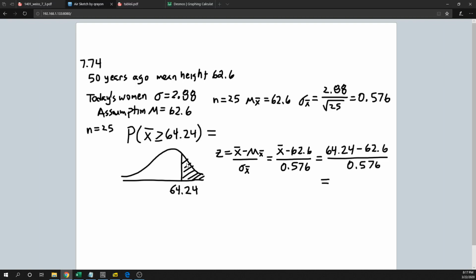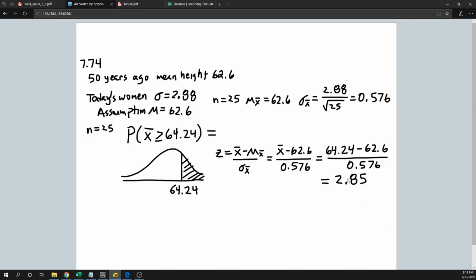0.576. So I'm going to calculate that out off screen and get 64.24 minus 62.6 divided by 0.576, and I get 2.85 to 2 decimal places. Okay.